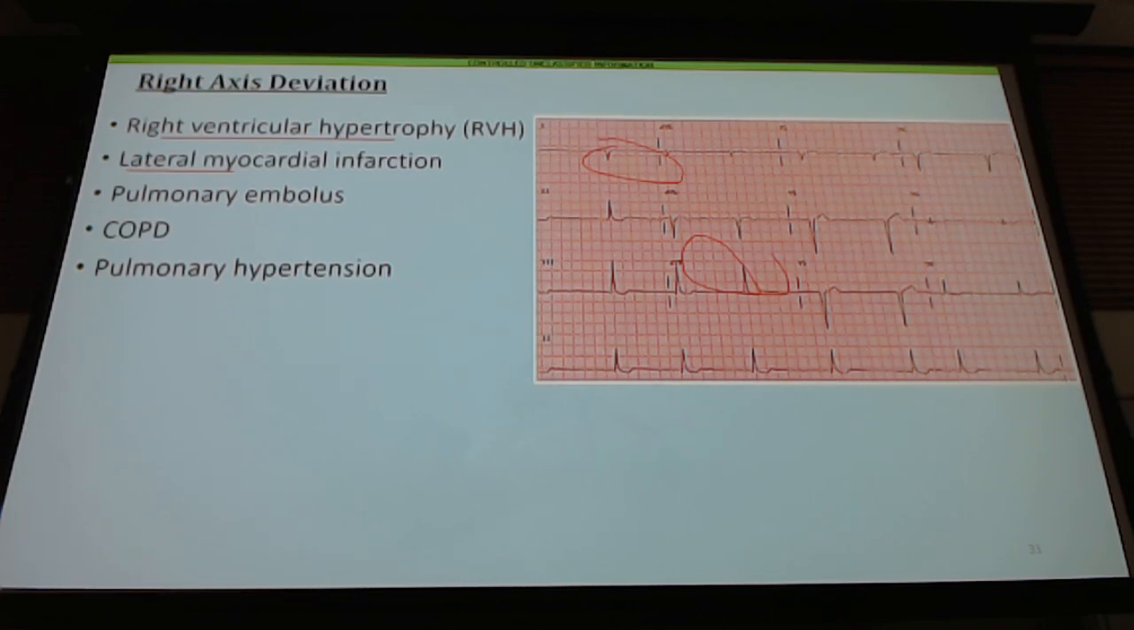Or in situations where the right side of the heart, the right ventricle, has to work much harder to get blood out of the right ventricle. So it's going to exert more of an effort. So pulmonary embolisms, large pulmonary embolism, pulmonary hypertension, which is a chronic thing normally, right? Unless you have an acute thrombotic event, you're not going to see a sudden change in the blood pressure of the pulmonary system. And then of course COPD is a chronic thing that can lead to a right axis deviation.